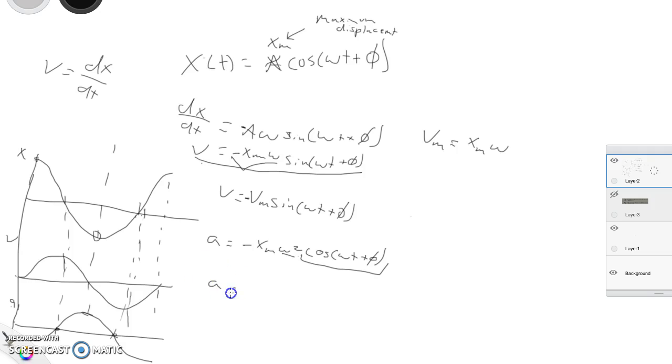Okay, and I also want to show you this. We can rewrite this as a equals negative omega squared x sub m cos omega t plus phi. And so a is equal to then negative omega squared, I can replace all of this with this because it's this piece right here times x of t. So a of t equals negative omega squared times x of t. Alright, and this is actually a really huge deal. We'll talk about it more in the next video. But this basically is like the condition for simple harmonic motion to happen.